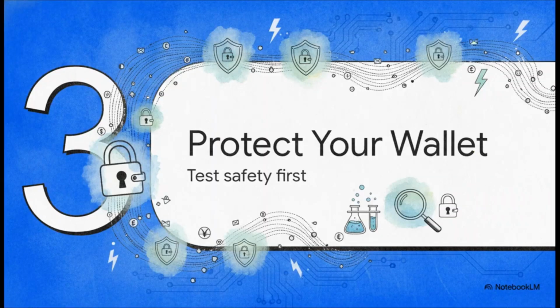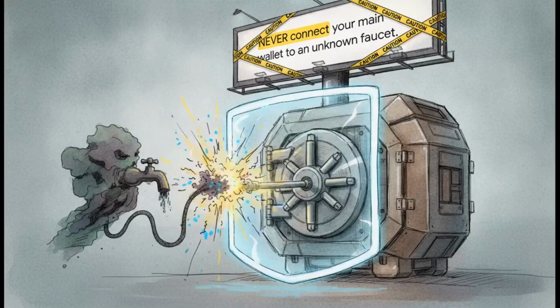Section 3. Protecting your crypto wallet. Now let's move into what is arguably the most critical step of our survival manual, establishing a concrete, unbreachable defense for your digital assets. Listen closely because this is the golden rule of exploring unverified platforms. Never connect your main wallet to an unknown faucet. I mean it. Your primary assets must be firewalled and protected at all costs.